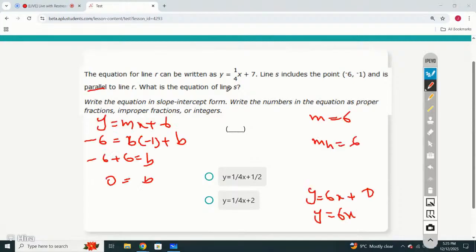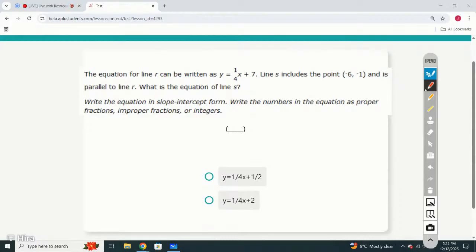So for line R, the slope is 1 by 4. So let's calculate the slope of line S: because the lines are parallel, their slopes are exactly equal, right?